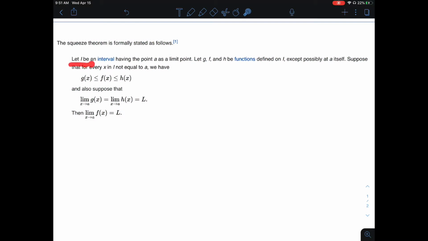Let L be an interval having the point A as a limit point. So in other words, we have x approaching A. Let G, F, and H be functions defined on this interval, except possibly at A itself. Suppose that for every x in L not equal to A, we have this dynamic. Now this dynamic is saying that any place on the function, H is always the biggest, G is the smallest, and F is in the middle. In a sense, H and G are squeezing together for F.